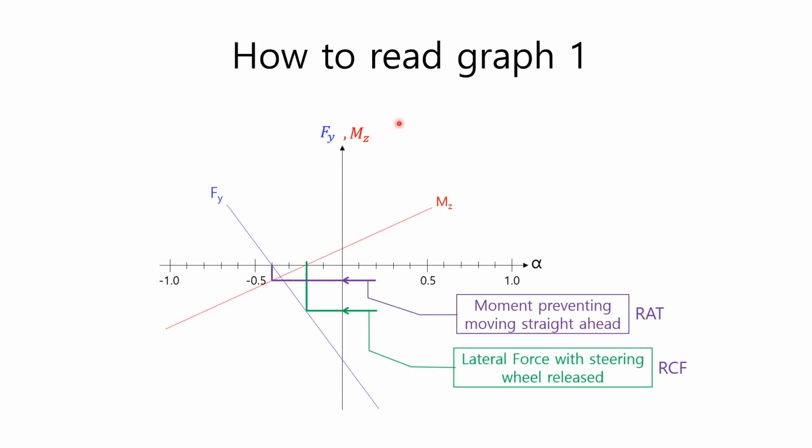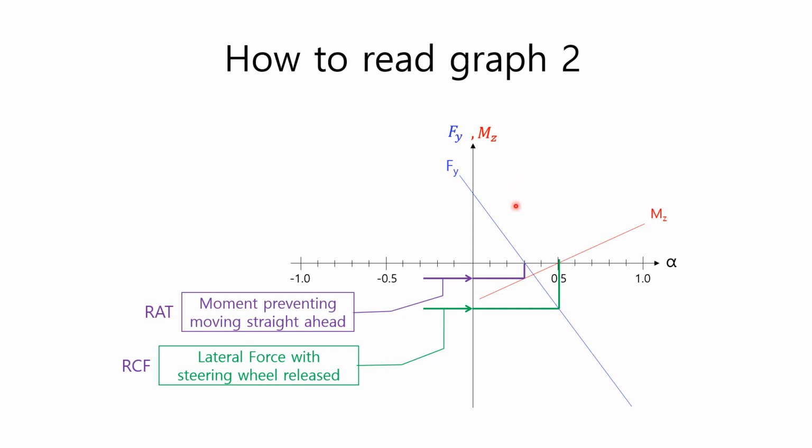In this figure, let's learn how to read the graph of residual cornering force and residual aligning torque. Purple color represents the residual aligning torque at the slip angle at which the lateral force becomes 0. This is the moment preventing the vehicle from moving straight ahead. A driver should provide steering wheel with the opposite moment to move the vehicle straight ahead. Green color represents the residual cornering force at the side slip angle at which the self-aligning moment becomes 0. This force means lateral force with the steering wheel released.